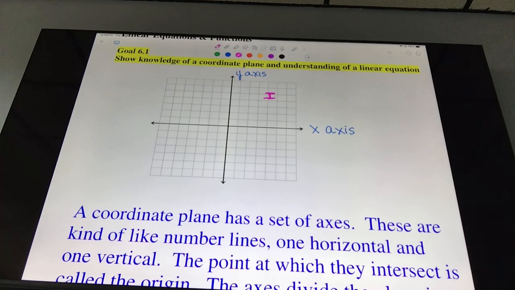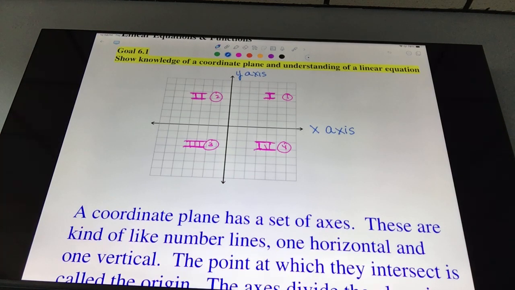And then we go counterclockwise. This is quadrant 2. And then 3. And then 4. So quadrant 1 and 2. If you don't know Roman numerals, 3 and 4. So the axes divide the space into 4 quadrants.